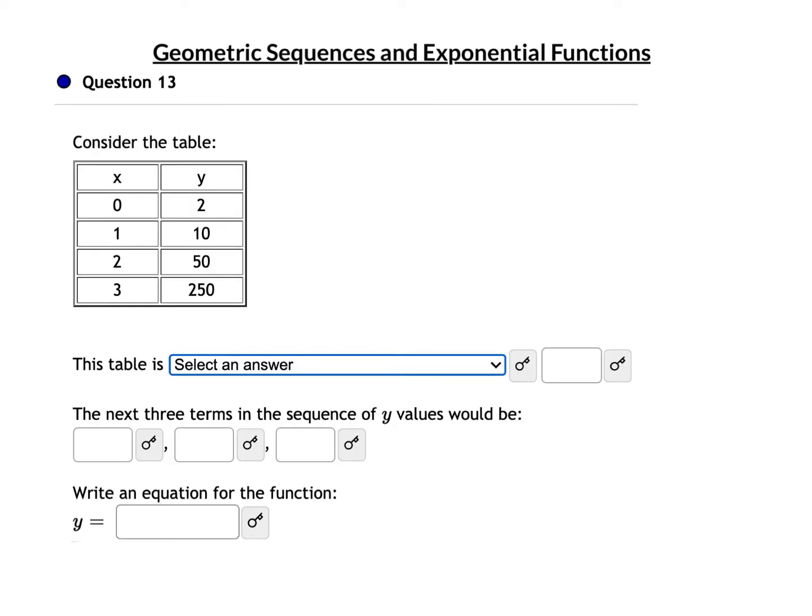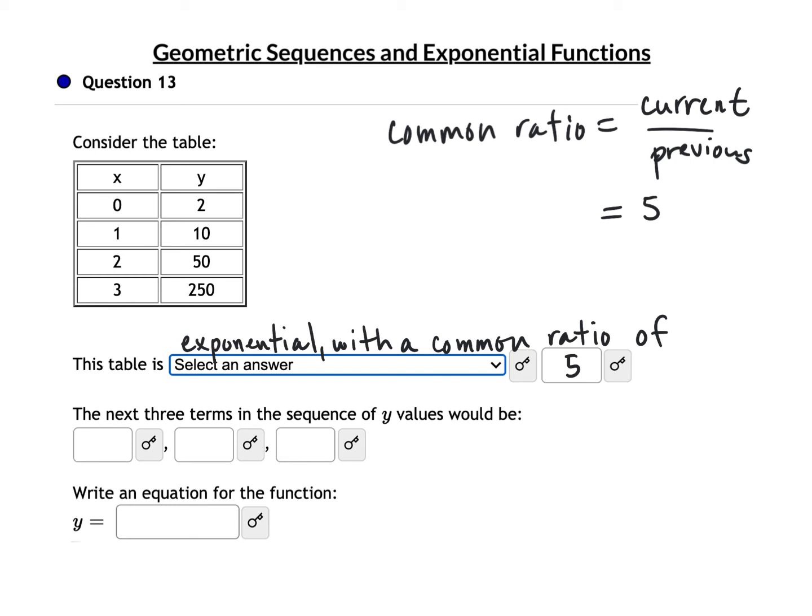Question 13 asks you whether this is linear or whether it's exponential. Linear means you'd be, say, adding 8 every time. We can see that's clearly not the case. Exponential means that you have a common ratio. And we know that common ratio is the current divided by the previous. So look at your y values. 10 divided by 2 is 5. 50 divided by 10 is 5. 250 divided by 50 is 5. The common ratio is 5. This table is exponential with a common ratio of 5.